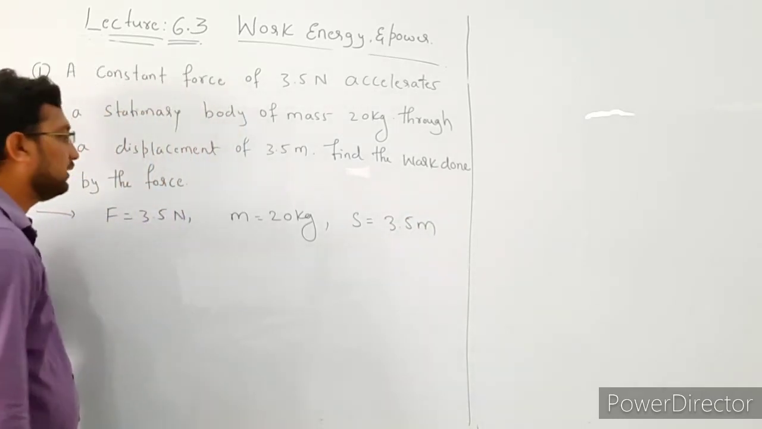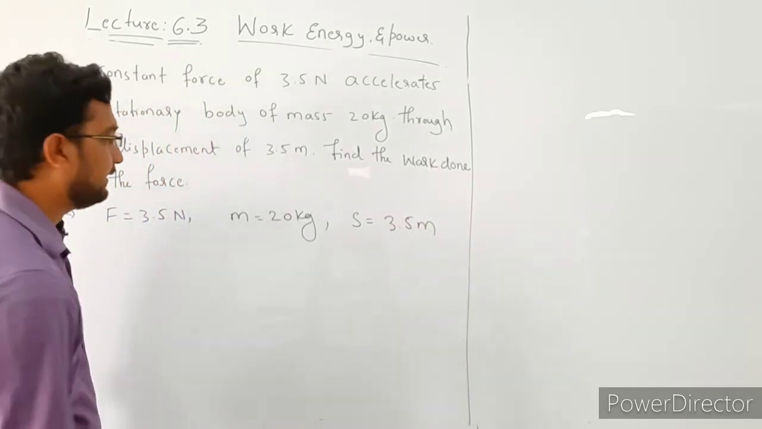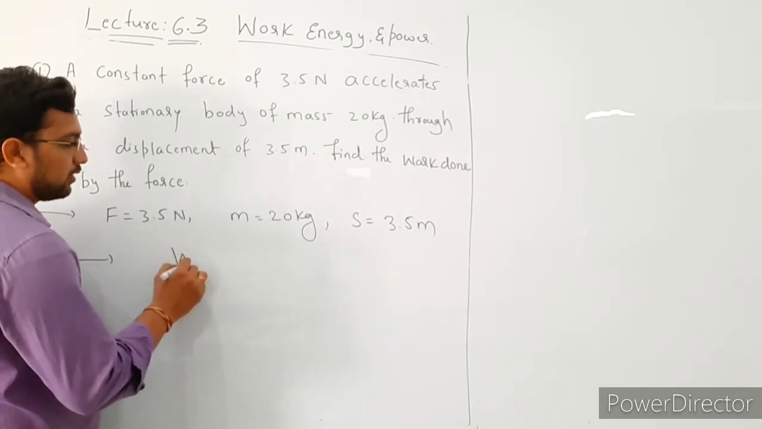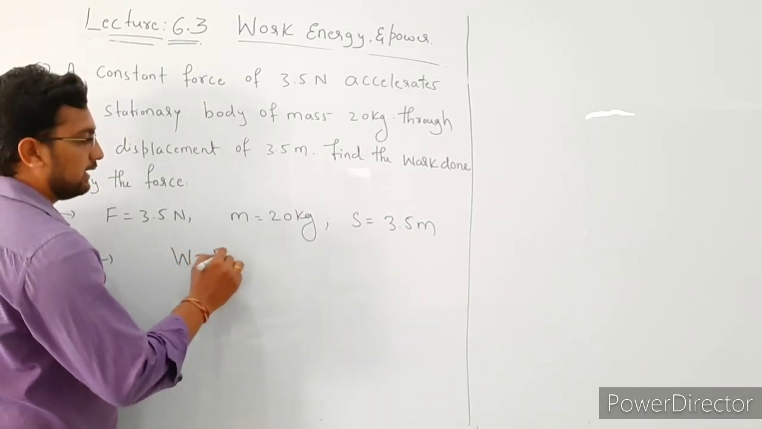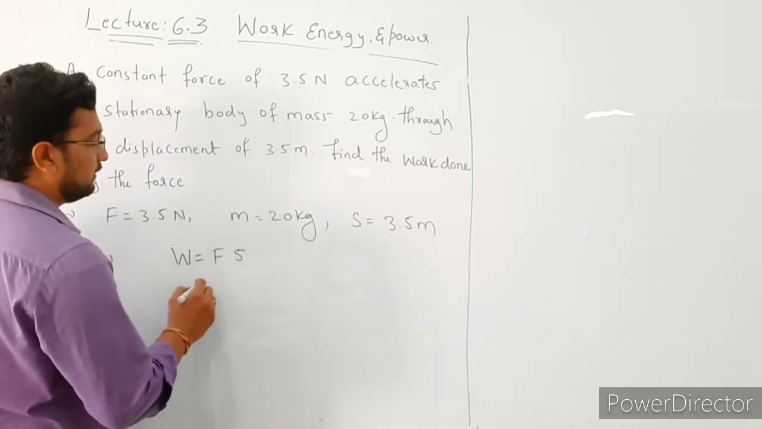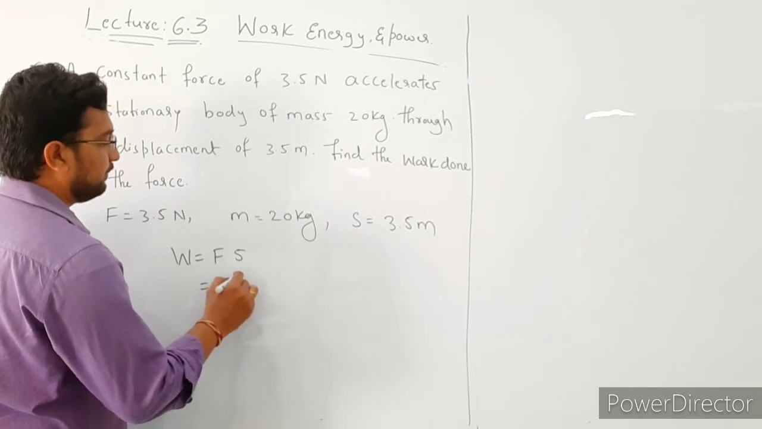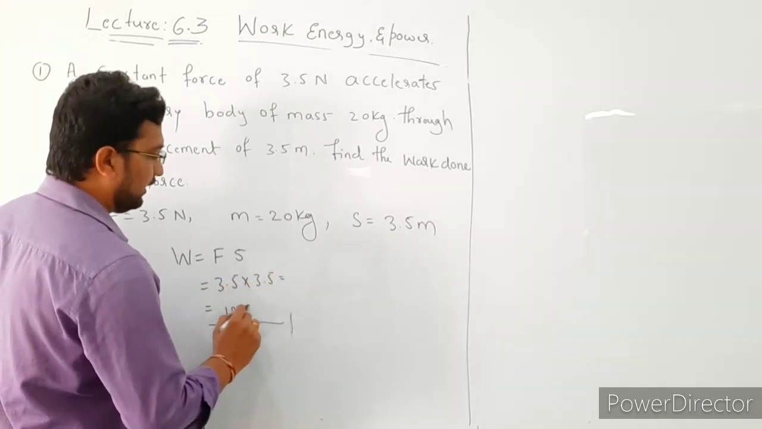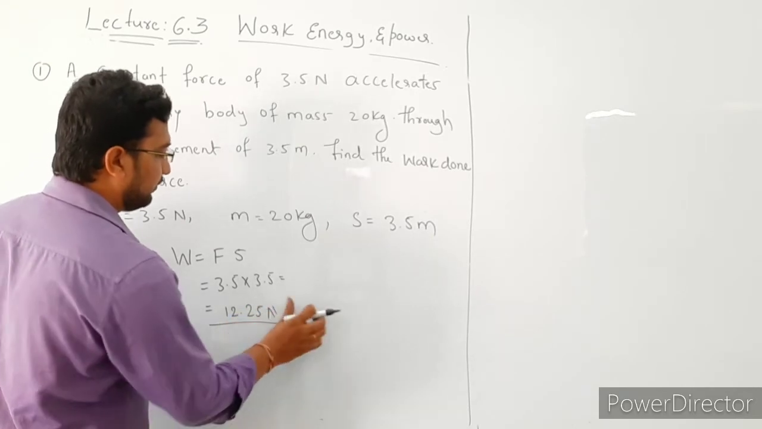Then find the work done by the force. Already we know that the formula to calculate the work done is force into displacement. Here the force value is 3.5 and the displacement is 3.5. So then 12.25 Newton.